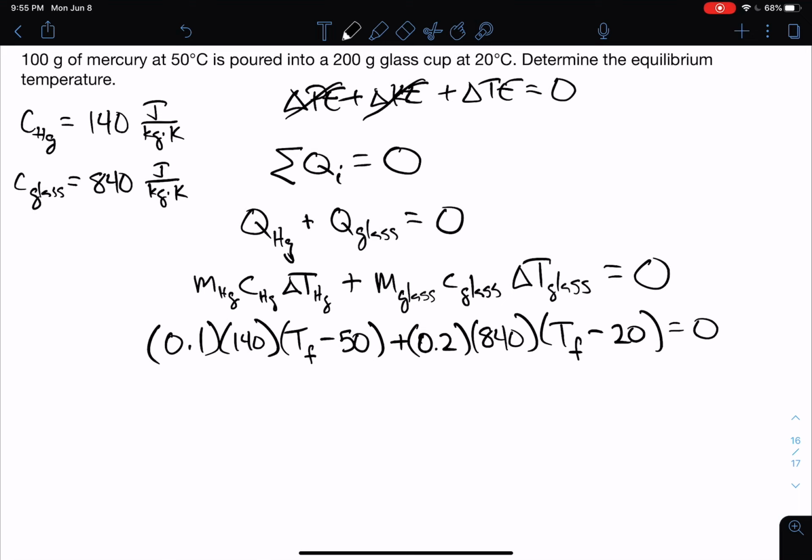Okay, so now we just multiply everything out. I got to do 0.1 times 140 times T final. So that's going to be 14 times T final minus 0.1 times 140 times 50. So that's 700 plus 0.2 times 840 times T final, which is 168 T final. And then I got to take 0.2 times 840 times 20, which is 3,360.